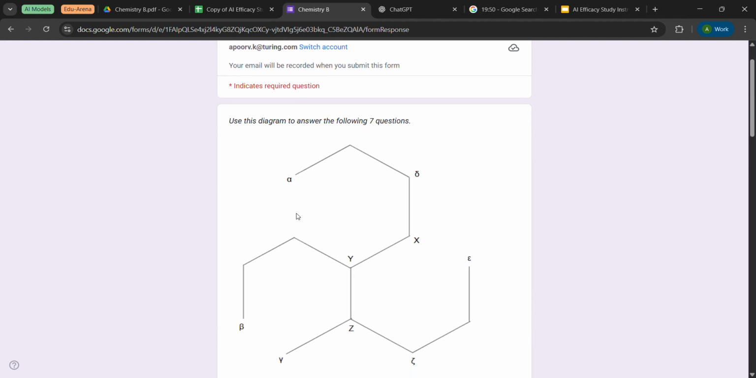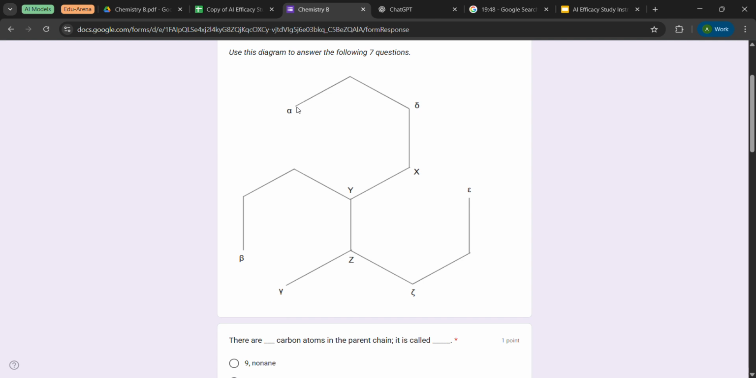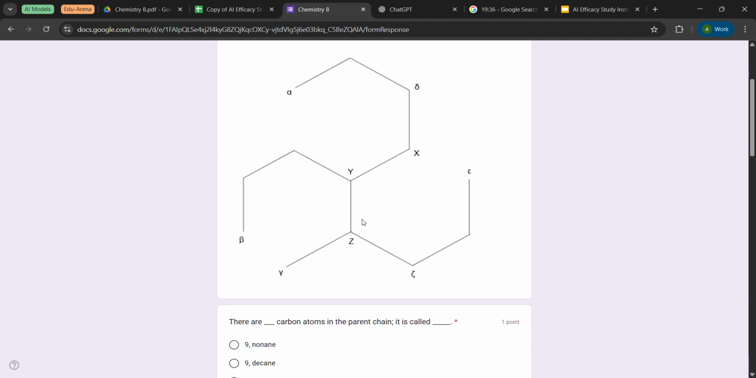The following 7 questions. Alpha, this is delta, x, y, beta, z, y. I don't know what the symbol is, and this is, I guess, epsilon. So they are dash carbon atoms in the parent chain and it is called dash.